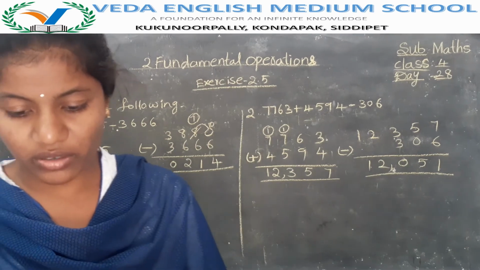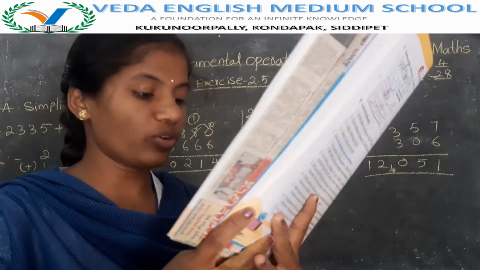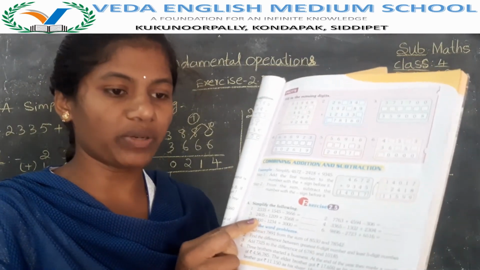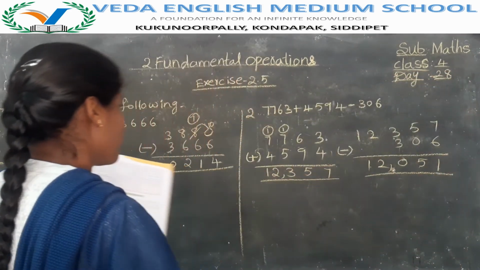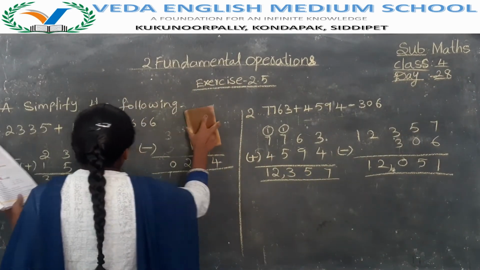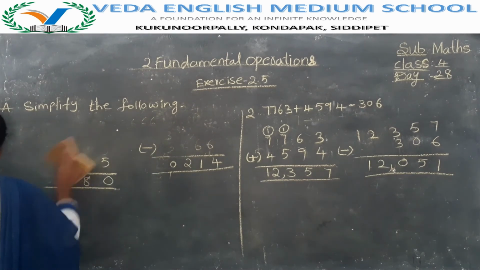Remaining, how many are there? 4 more problems are there. Those 4 problems are your homework. You have to complete that. Otherwise, I will explain the third one also. The remaining 3 you have to complete: first one, second one, third one.